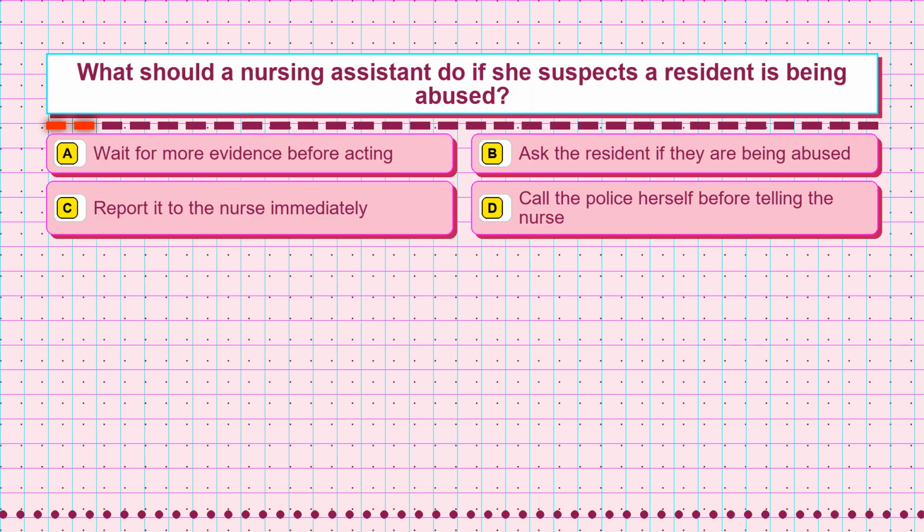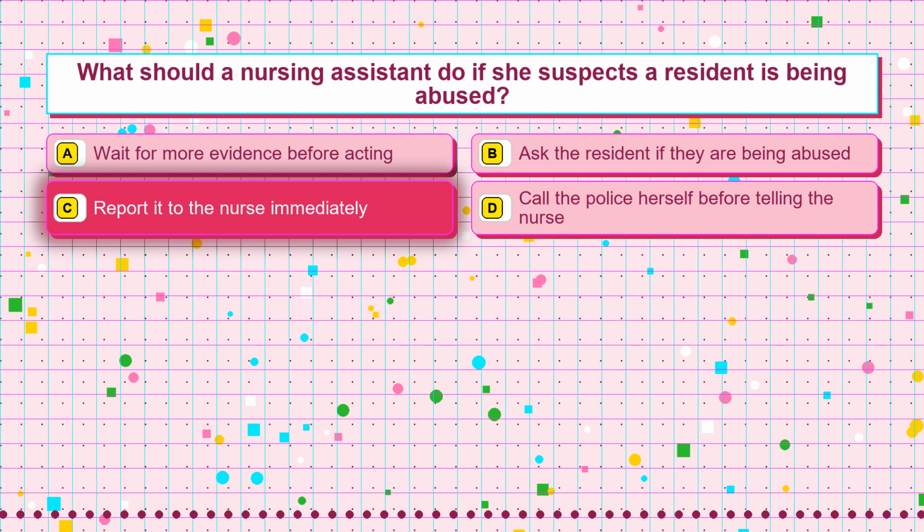Question 78. What should a nursing assistant do if she suspects a resident is being abused? Option A, wait for more evidence before acting. Option B, ask the resident if they are being abused. Option C, report it to the nurse immediately. Option D, call the police herself before telling the nurse.